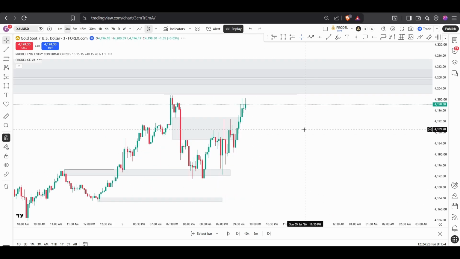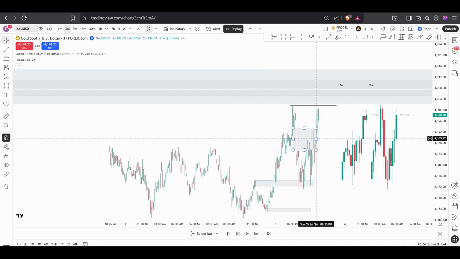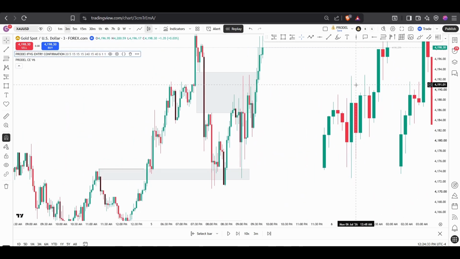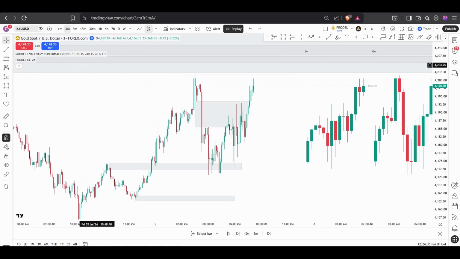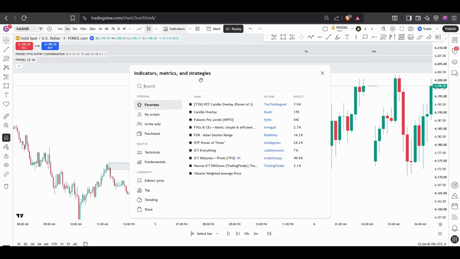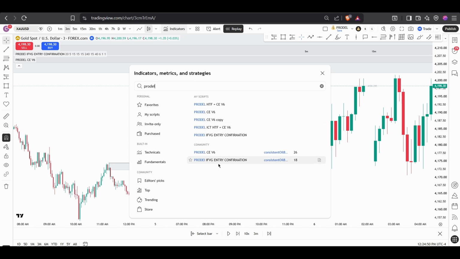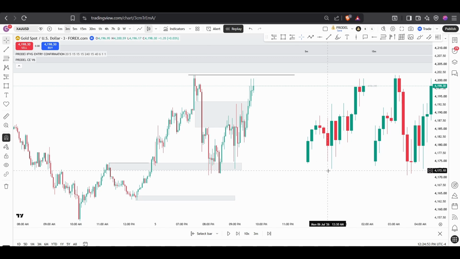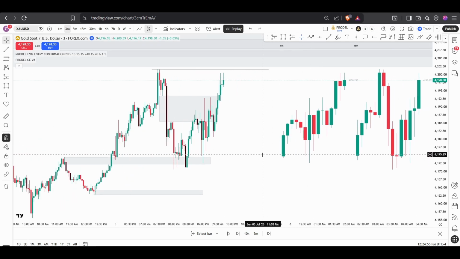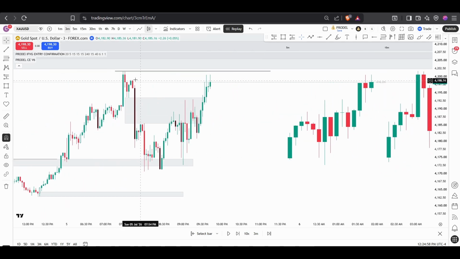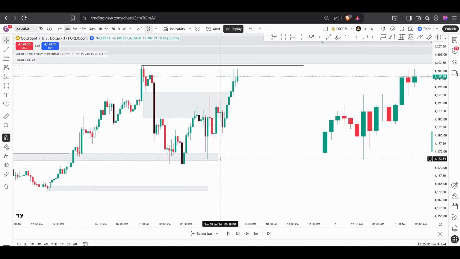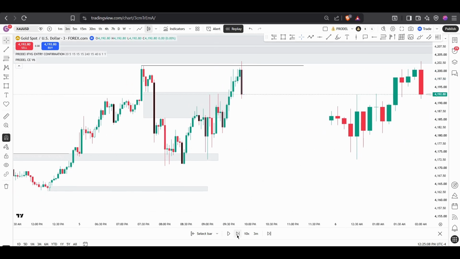So after the market taps into our counter trend level, you have to wait for the confirmation, either this engulfing confirmation or this inverse fair value gap entry confirmation. There is the indicator. Simply search the indicator by my name, and you can get these two indicators and use them. This is completely my indicator, which I just uploaded on TradingView. This is the counter trend level and this is the pro trend level. Let's wait for any entry confirmation.